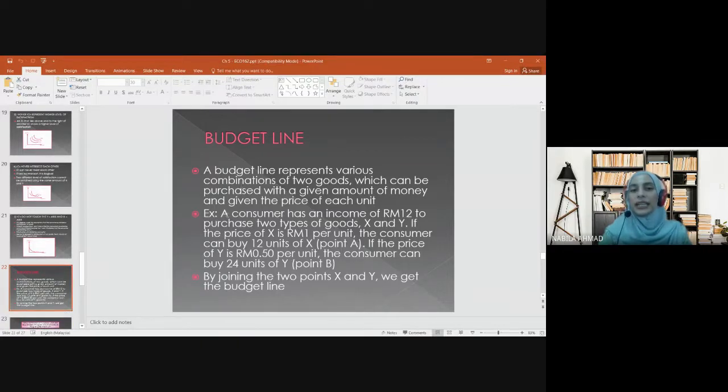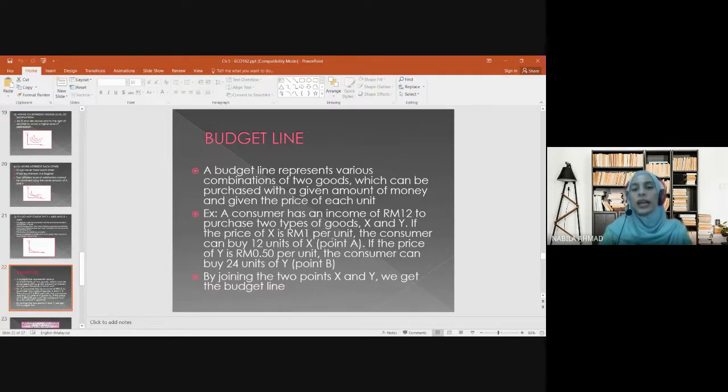So what is budget line? A budget line represents various combinations of two goods which can be purchased with a given amount of money and given the price of each unit. Maknanya budget line ni adalah limitations ataupun kita kata the limited resources yang kita ada lah. Ya, income yang kita ada dan harga barang itu akan menentukan berapa banyak barang yang kita boleh beli untuk memaksimumkan kepuasan kita.